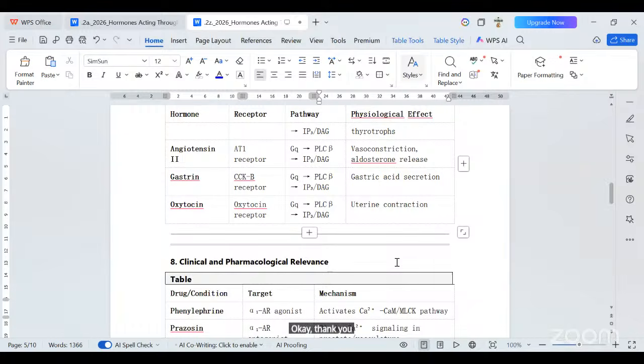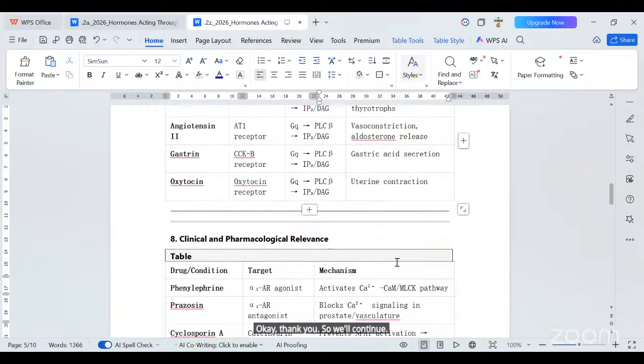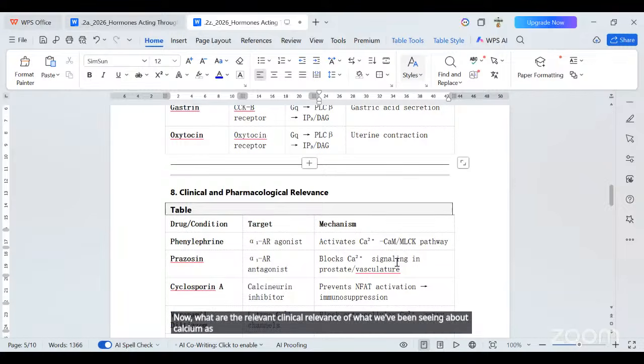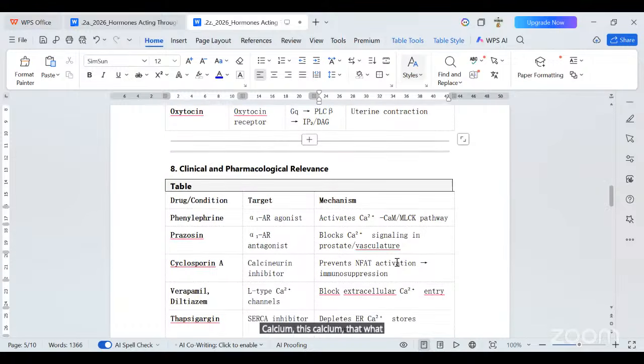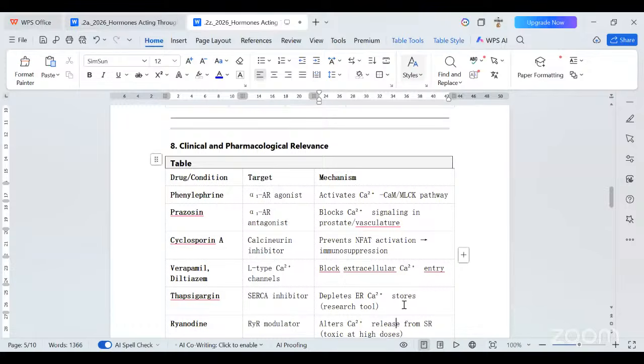So we'll continue. Now, what is the clinical relevance of what we've been saying about calcium as a second messenger? Calcium must not be left in the blood circulation. Calcium this, calcium that. What is the clinical relevance? Clinically, it is used to treat disease conditions, especially by the pharmacists in the pharmacology departments.